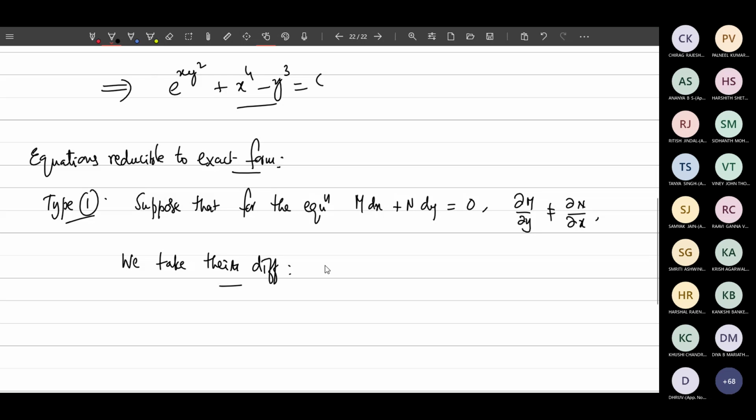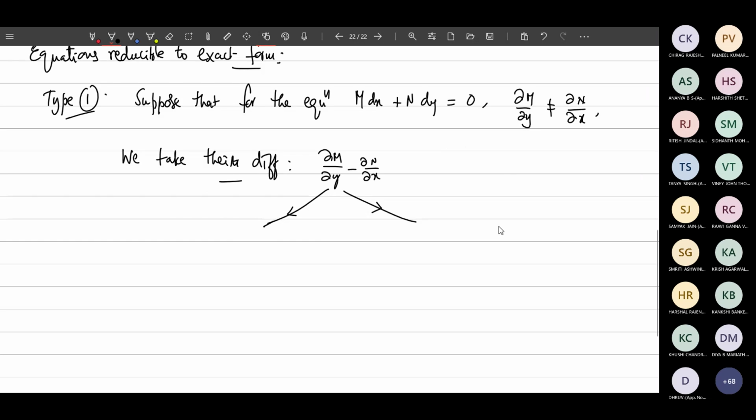So what is the difference here? Because these two are not equal, the difference is non-zero. So the difference is ∂M/∂y minus ∂N/∂x, and we have to see whether it is close to M or N. So if this difference is close to M or N, meaning it is some multiple of that, we are getting that M or N.